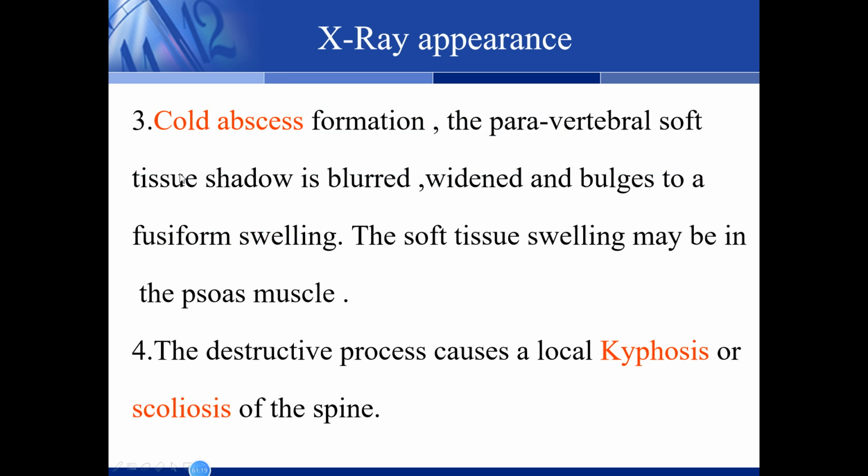3. Cold abscess formation. The paravertebral soft tissue shadow is broad, widened, and bulges to a fusiform swelling. The soft tissue swelling may be in the psoas muscle. 4. The destructive process causes a local kyphosis and scoliosis of the spine.